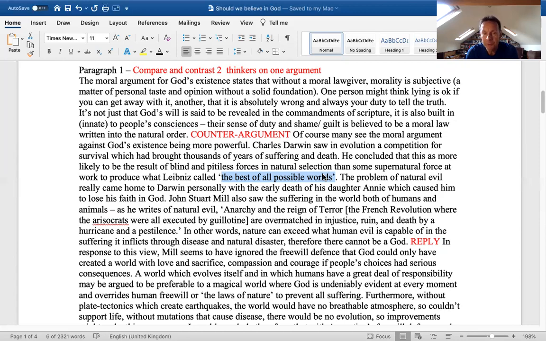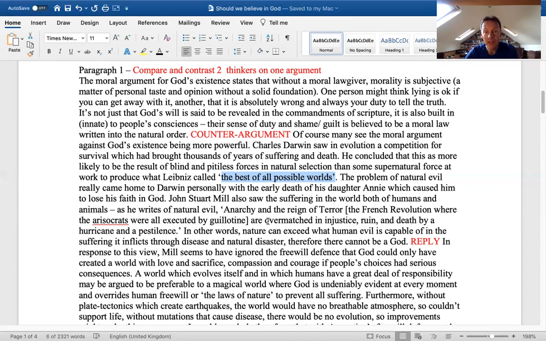John Stuart Mill also saw the suffering of the world, both of humans and animals, as he writes of natural evil, human anarchy and the reign of terror. That's the French Revolution, where, do you remember, they killed all the aristocrats, the wealthy and powerful people in French society, and executed them by the guillotine.